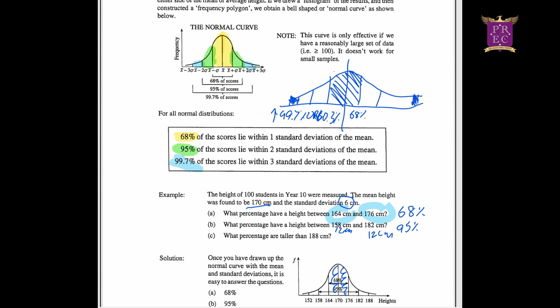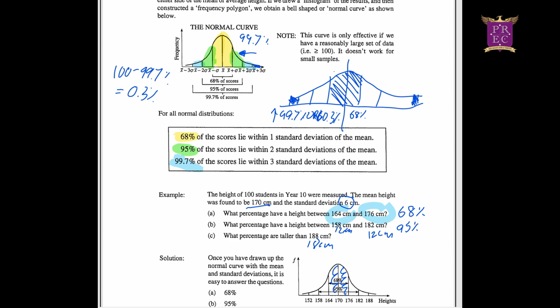How many students are taller than 188? 188 gives us 18, 3 standard deviations to the right. But remember, it's taller than 188, so it's just this bit. And all of this before that bit will be 99.7%. So what's remaining? We just do 100 minus 99.7%, which gives us 0.3.